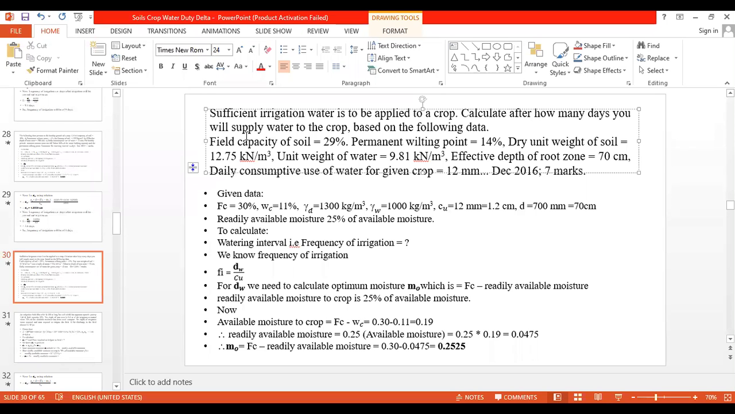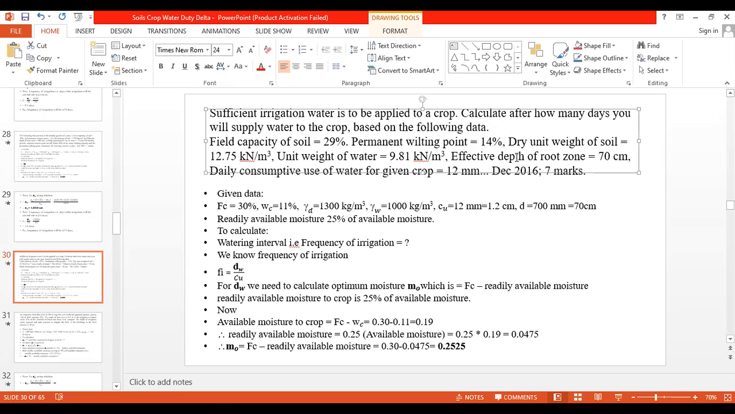Okay, so go for this one. Sufficient irrigation water is to be applied to the crop. Calculate after how many days you will supply water to the crop based on the following data. Field capacity of a soil 29%, permanent wilting point 14%, dry unit weight of a soil 12.75 kilonewton per meter cube, unit weight of water 9.81 kilonewton per meter cube, effective depth of the root zone 70 centimeters, and daily consumptive use of water for the given crop is 12 millimeters.